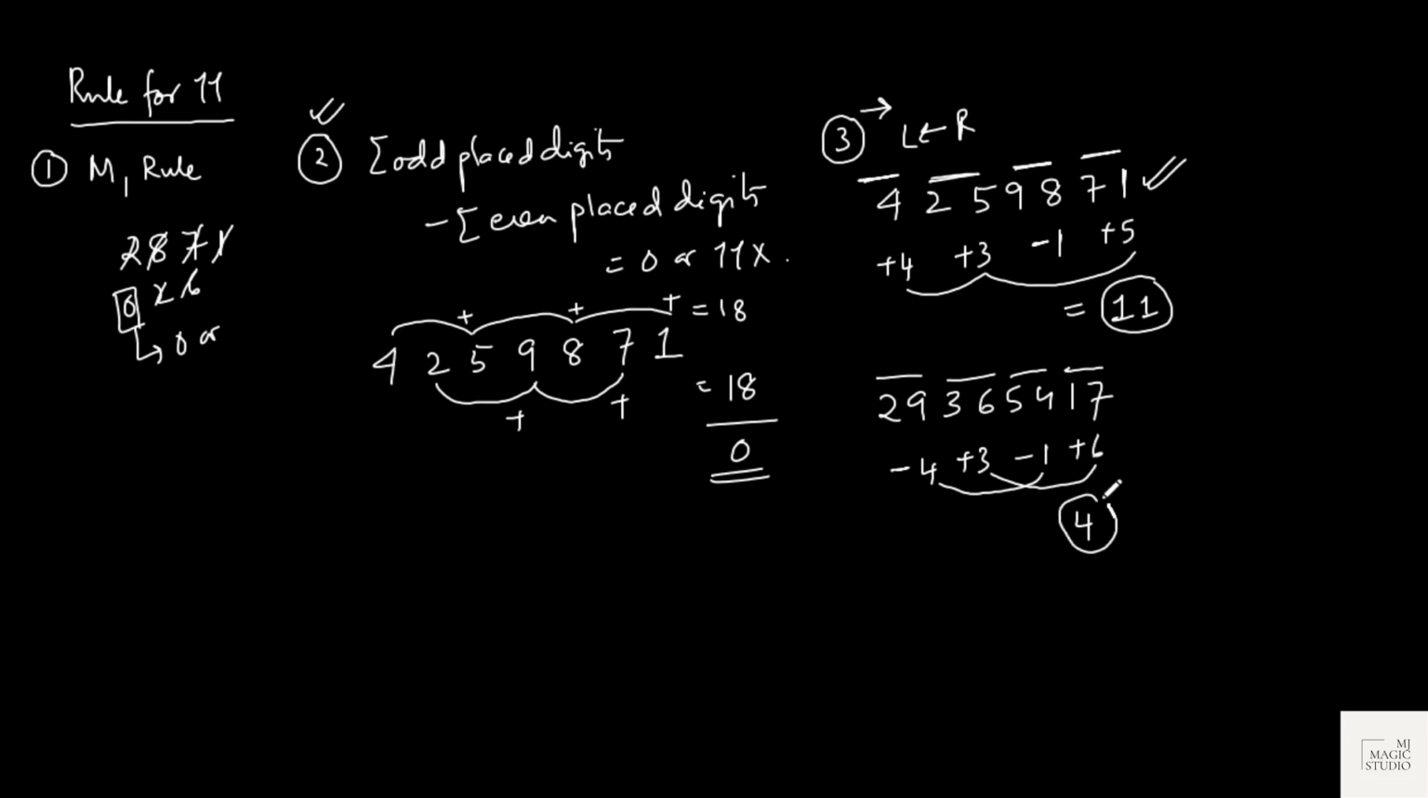Isn't it? Now, 4 is neither 0 nor divisible by 11. This means 4 is the remainder when this number is divided by 11. That is the best part of this rule.